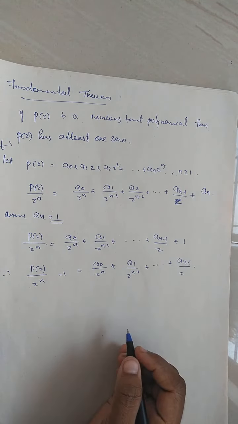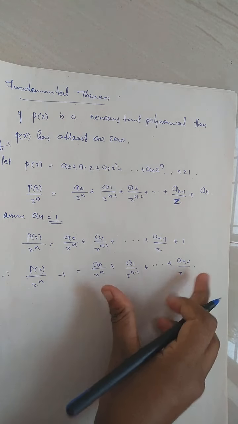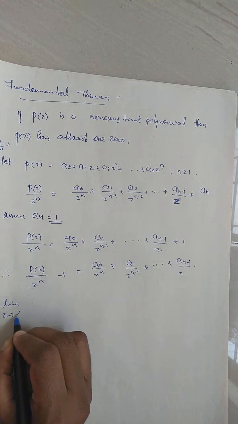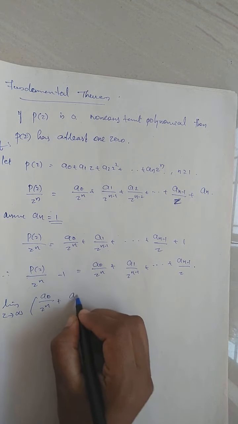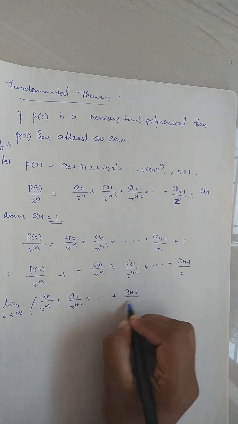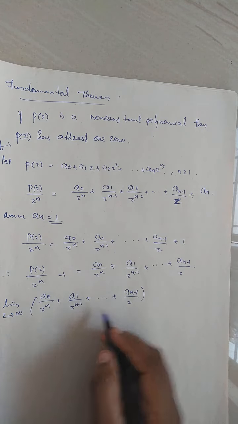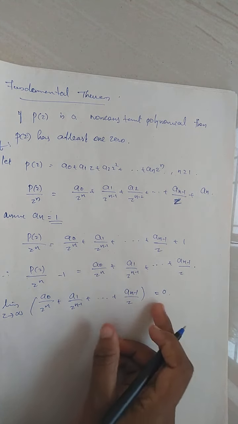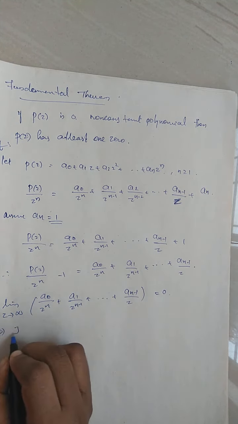Now what will happen when z tends to infinity for this term? Consider this right side term. What will happen when z tends to infinity? These terms a0 by z raised to n plus a1 by z raised to n minus 1 plus etc. plus an minus 1 by z, since all these elements have z in the denominator, will go to 0. So the limit of this term goes to 0, which means we can choose some r greater than 0 such that modulus of a0 by z raised to n plus a1 by z raised to n minus 1 plus etc. plus an minus 1 by z is strictly less than 1 for every mod z greater than or equal to r. We can choose such an r, because it tends to 0. So I will consider such a set with this property.